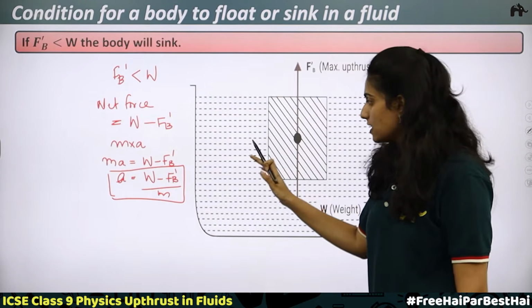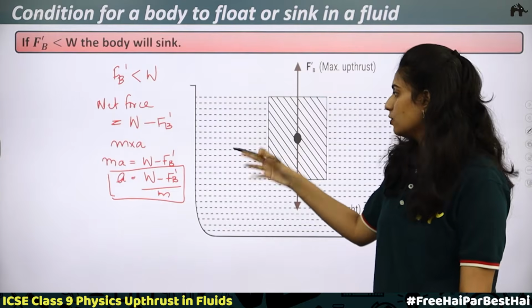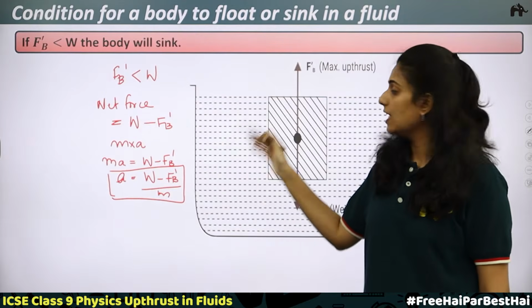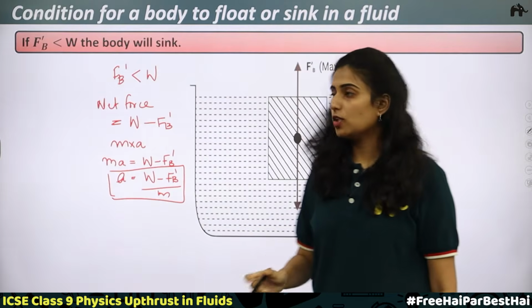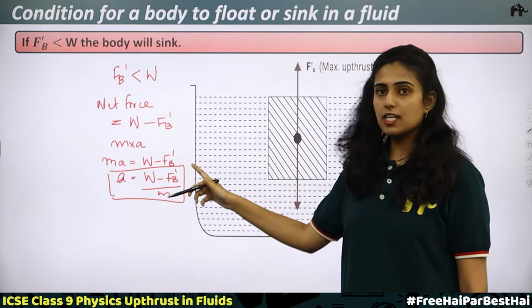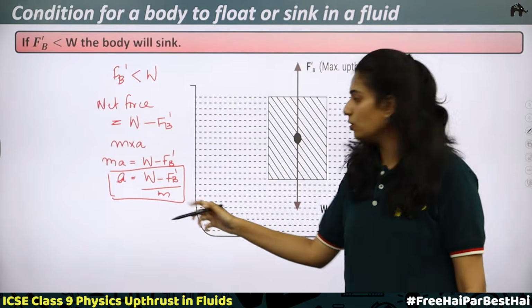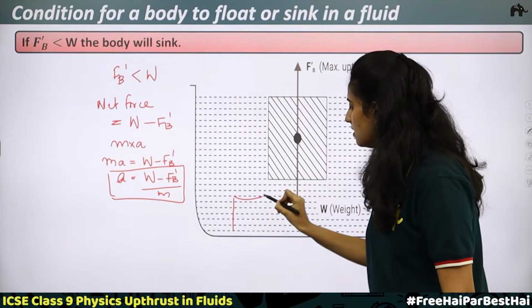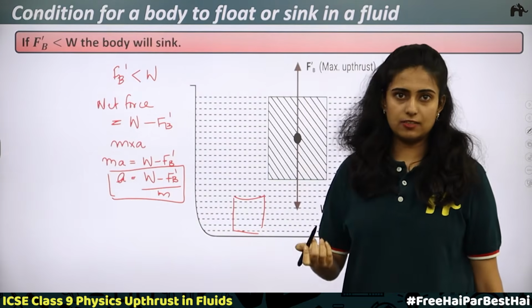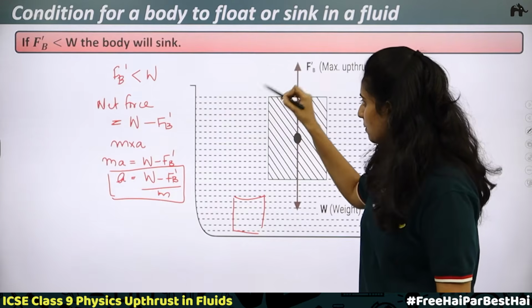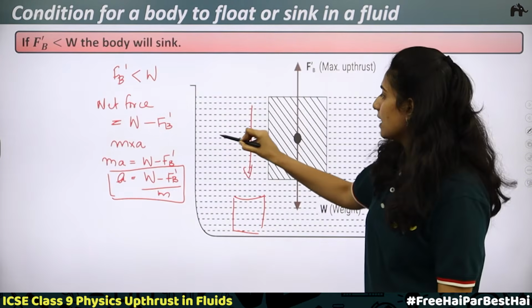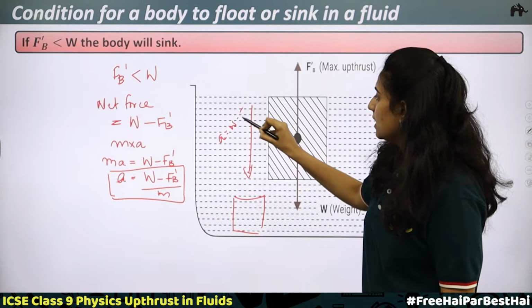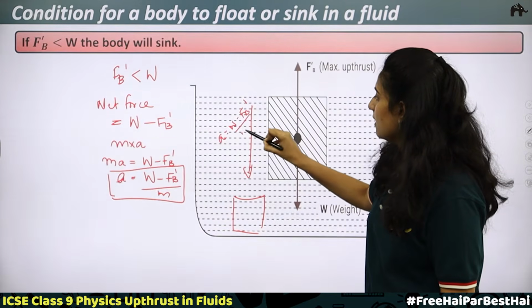Okay, this is possible. That is, here we are neglecting the viscous force. The liquids will be having a viscous force, but here the viscous force is neglected. In that case, acceleration will be equal to W minus Fb dash divided by m. Okay, so here the body will not float, it will sink. The body which is put into the liquid will come down with an acceleration equal to W minus Fb dash divided by m.